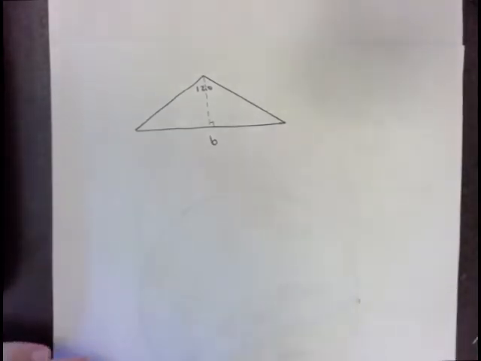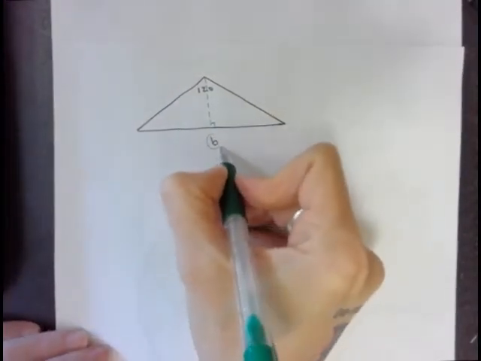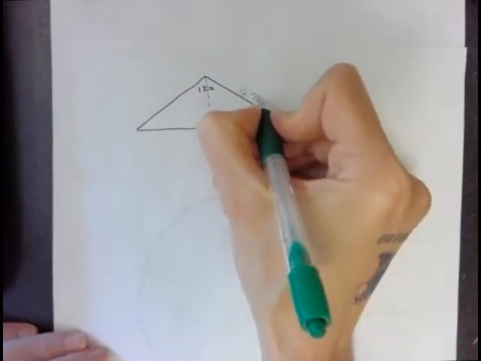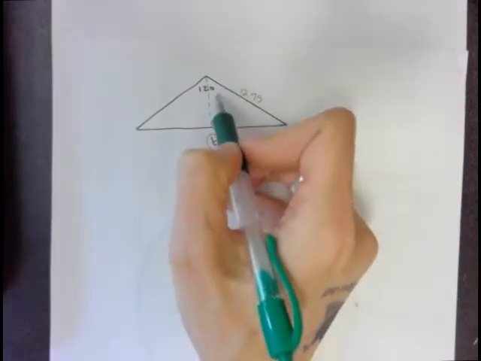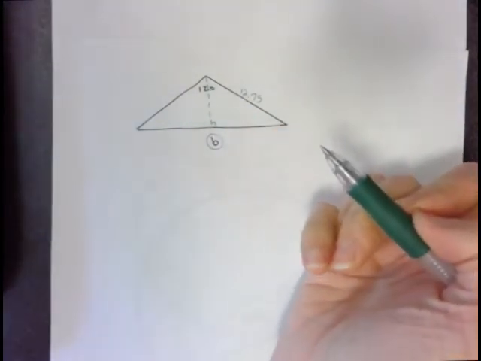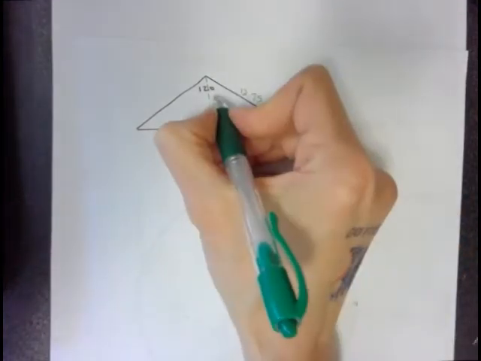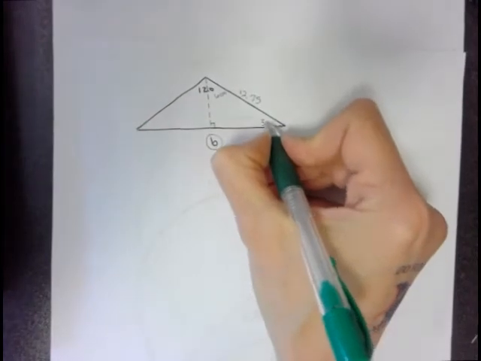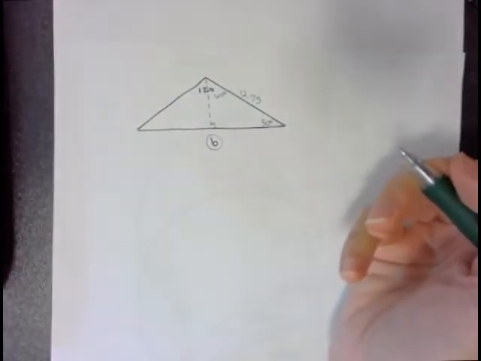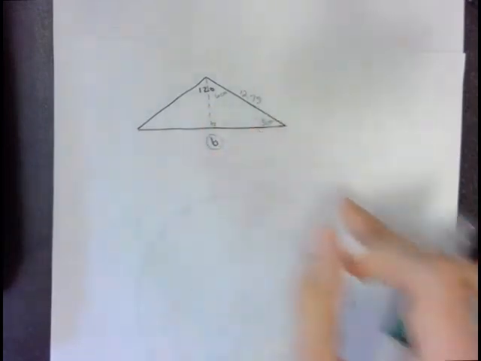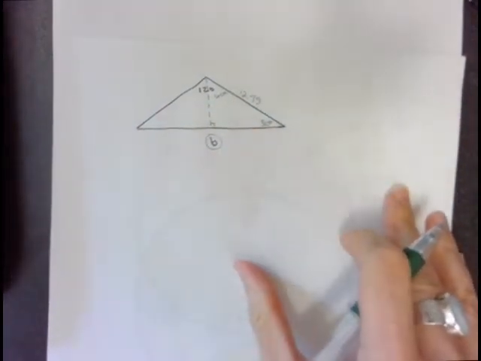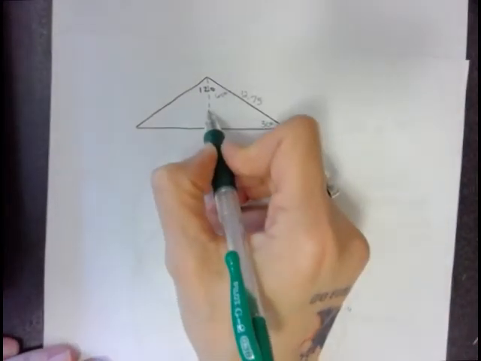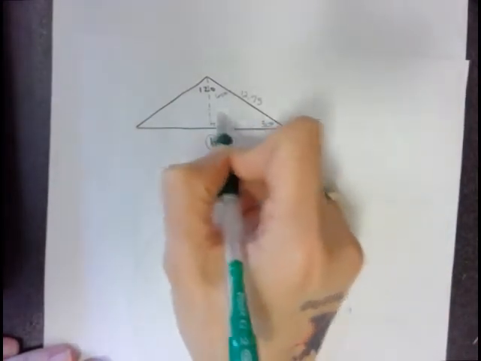All right, well, I don't know what my base is here, but I do know that this hypotenuse is 12.75. And I do know that this is 120 degrees. So if this is 120 degrees, half of it is going to be 60 degrees, and the other half is going to be 30 degrees. So I can use trigonometry to find the missing pieces of the triangle. How do I use trigonometry to find the missing pieces? Well, I can find this by using the sine ratio, opposite over hypotenuse.